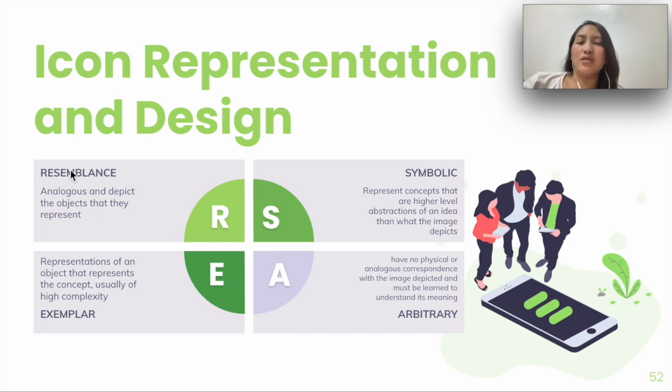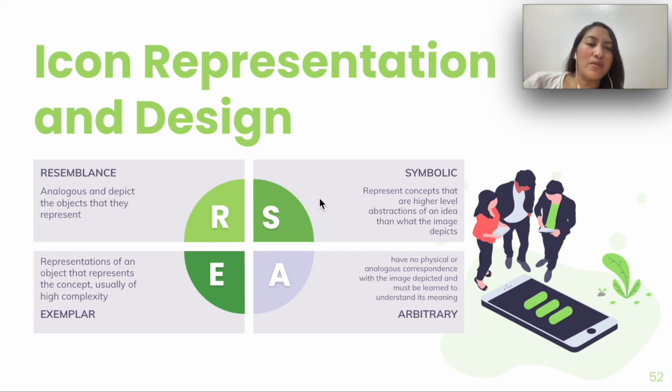When you say resemblance, these are the icons that are analogous and depict the objects that they represent. So whatever is in the icon, it is also the same in its meaning. Okay. So we have here exemplar. An exemplar icon is where the representations of an object that represents the concept, usually of high complexity. So it's too complex to be an icon. If that is the case, then that is an exemplar icon.